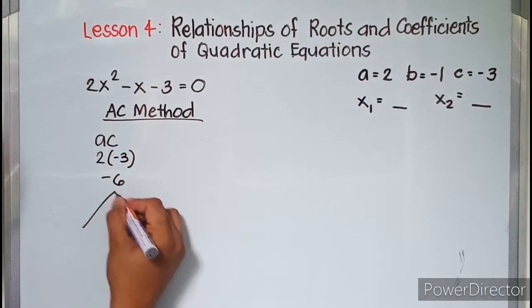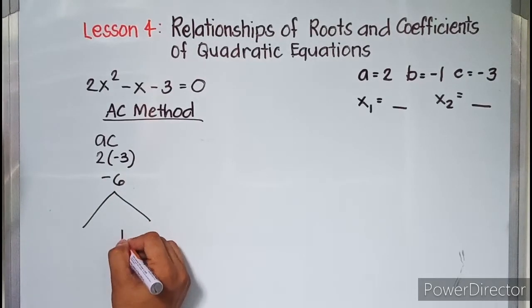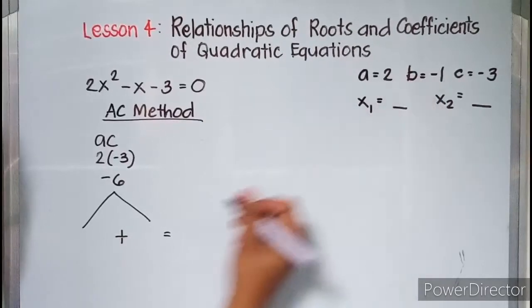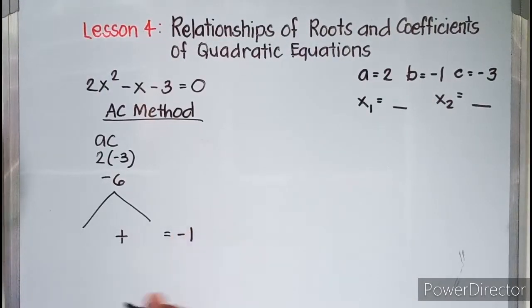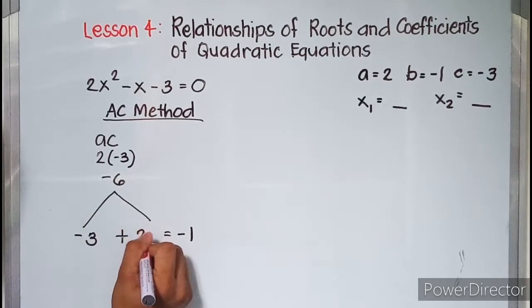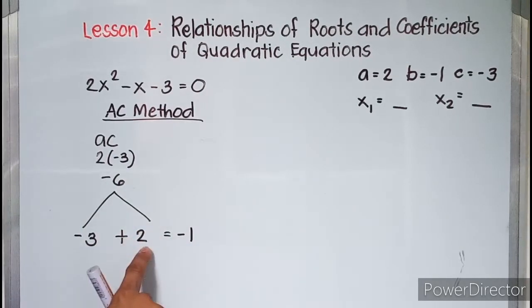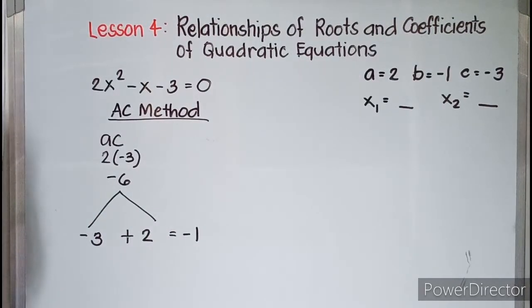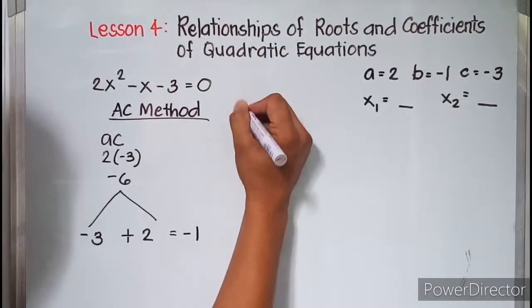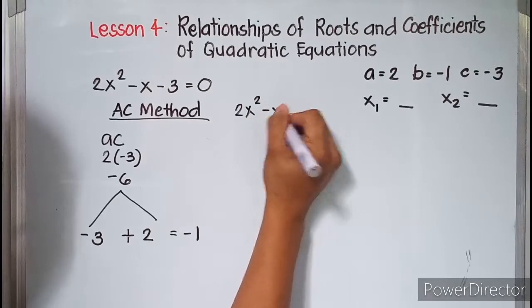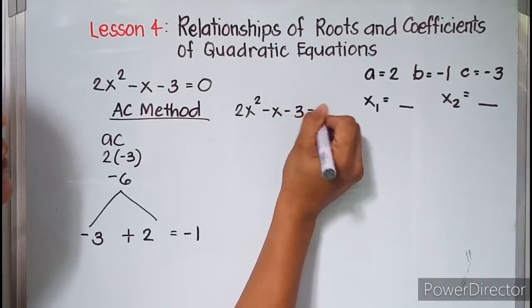Then we are trying to look for the factors of negative 6 that when we add, the answer is B. So our B is negative 1. So we have negative 3 and positive 2. Negative 3 times 2 is negative 6. Negative 3 plus 2 is negative 1. We are going to rewrite the given equation. So we will have 2x squared minus x minus 3 is equal to 0.